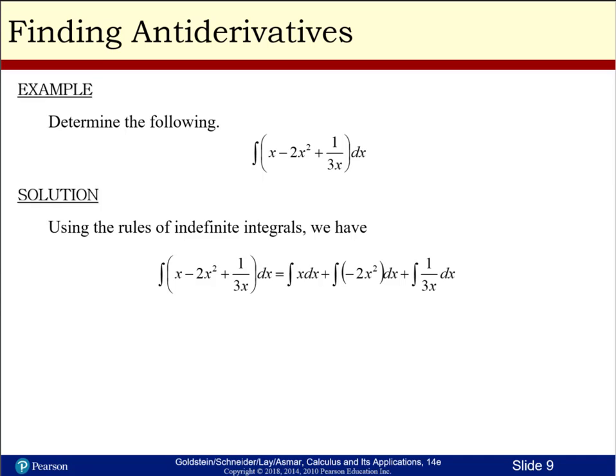With that integral of x dx, we're going to use our power rule. With that negative 2 in front of that x squared, that's just a constant, so I'm going to pull it out front. Same thing with the 1/3. Now I can use my power rules and my natural log rule, and I'll end up with x squared over 2 minus 2x cubed over 3 plus 1/3 natural log of the absolute value of x plus c. And that's all there is to it.